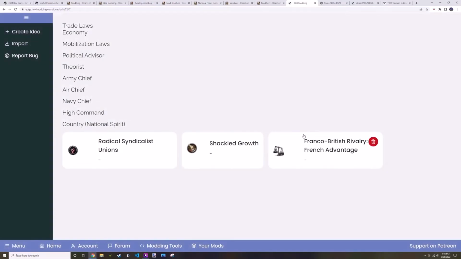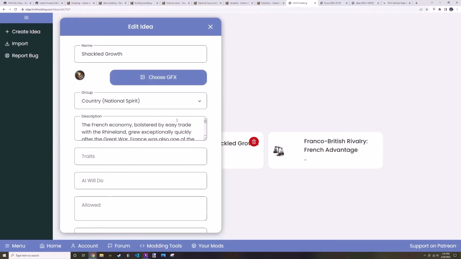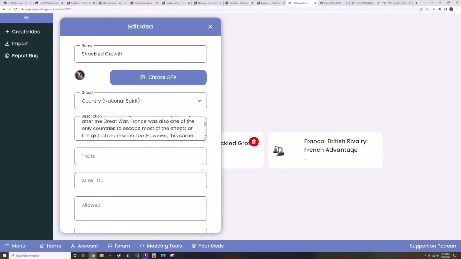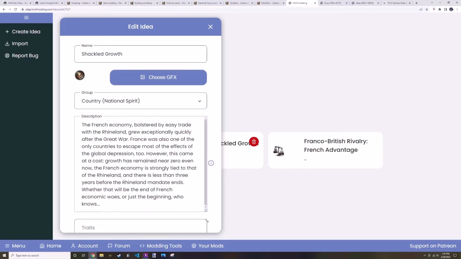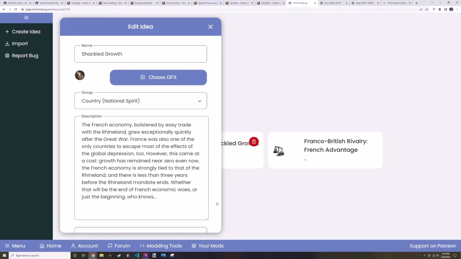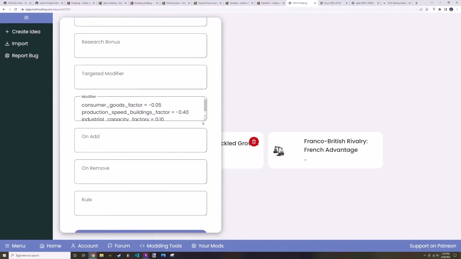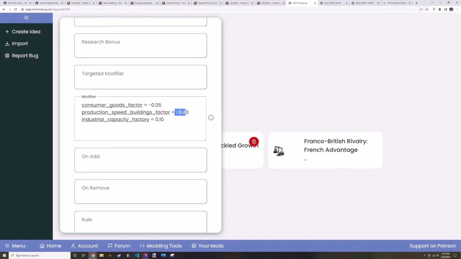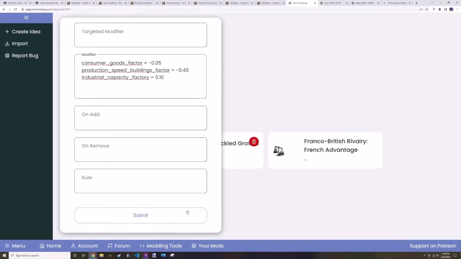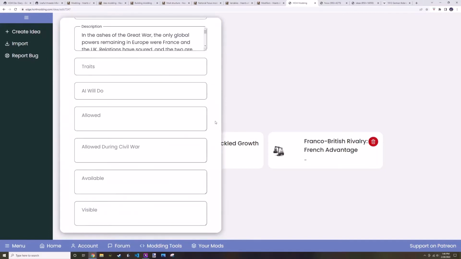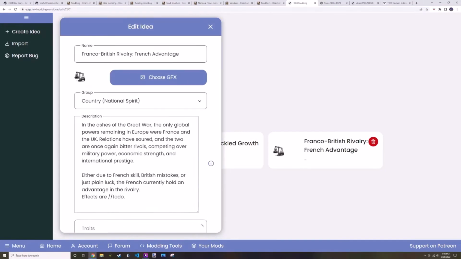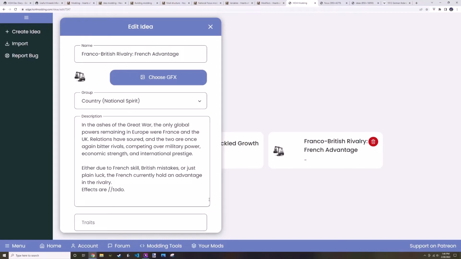Anyway, I also did ideas for France, two of them. The first is shackled growth, where the French economy was bolstered by the Rhenish economy, and used that in order to basically bypass the Great Depression, mostly. The thing is, the economic growth of France has been severely reduced. GDP growth was historically about 10% all the way up until World War II. Well, 10% of what it was beforehand.